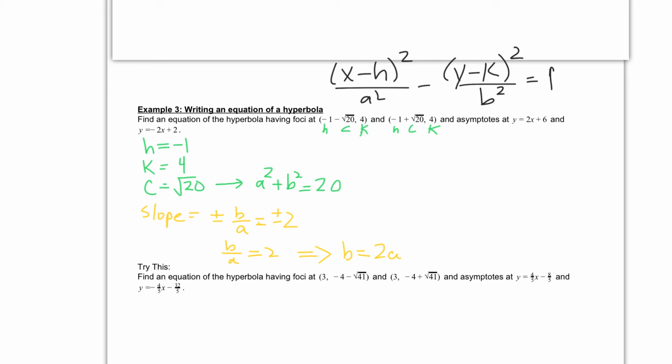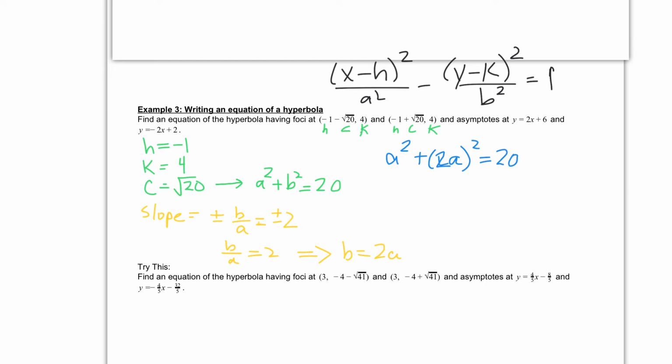I can use that relationship, that b is equal to 2a, and plug it into this formula to solve for a. I'm going to replace this b with what b is equal to, which is 2a. So I have a squared plus 2a squared equal to 20. And again, I got there because I know b is related to a in terms of b is 2a. I replaced that 2a for the b in my relationship between a, b, and c.